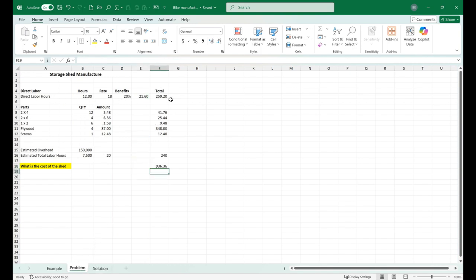So we determined the labor, which is quantity times rate. Parts, quantity times rate. Overhead, quantity times rate. And we come up with $936.36.